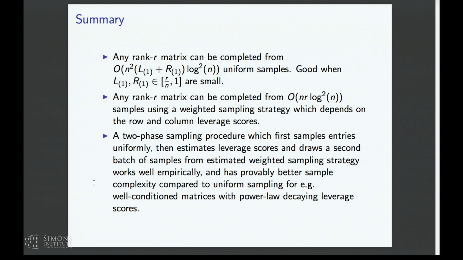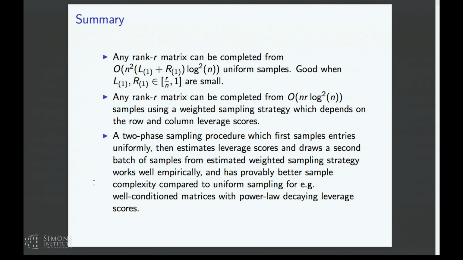So again, just to review, the classical matrix completion result says that any rank R matrix can be completed from a number of uniform samples, n squared times the maximum leverage score. And this is good when all the leverage scores are uniformly flat. More generally, if we knew what the leverage scores were in advance, then we can come up with a weighted sampling strategy that requires only on the order of n times r samples to complete the matrix, but this requires that we have this prior knowledge, which is unrealistic.